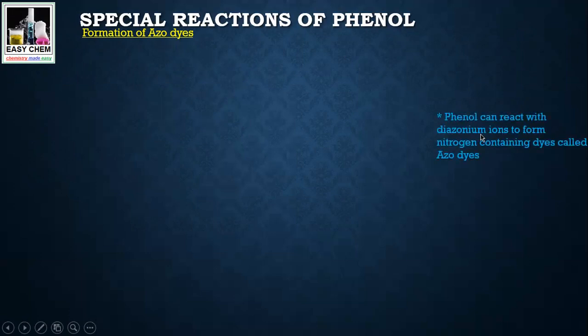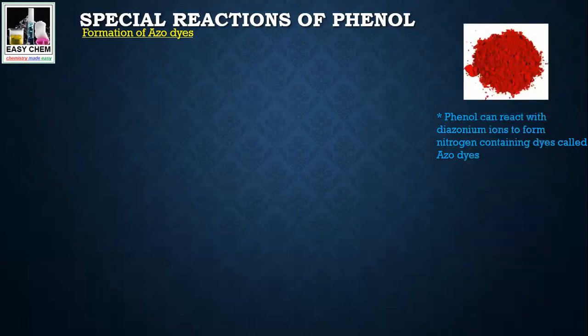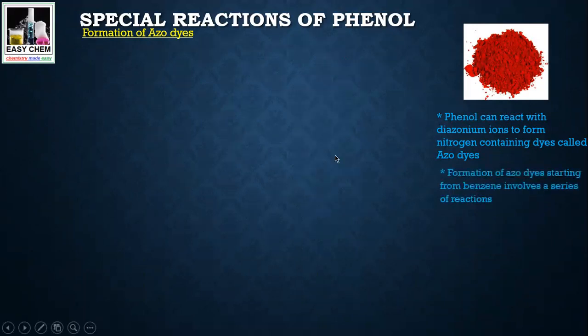Phenols can react with diazonium ions. You will see what diazonium ions are when I start the discussion. Phenols can react with diazonium ions to form nitrogen-containing dyes called azo dyes. I said earlier also, azo dye means nitrogen-containing dyes. You can see the color of an azo dye. If you want to make this azo dye, you have to start with, let's say, benzene. If you start with benzene, there are a few steps until you come to this azo dye. We'll see. First, we have the benzene.